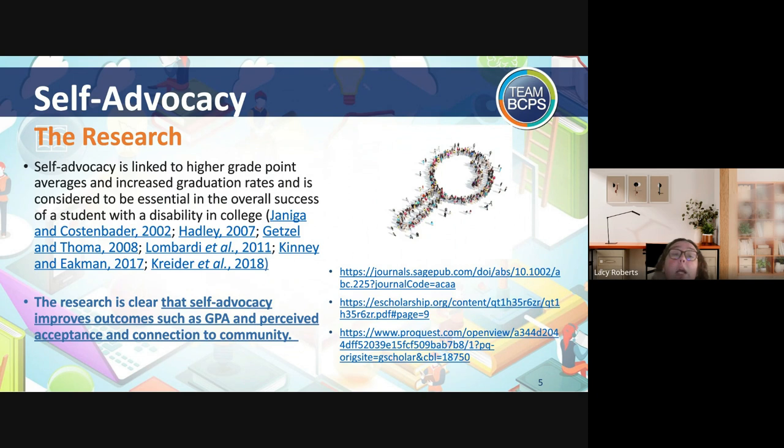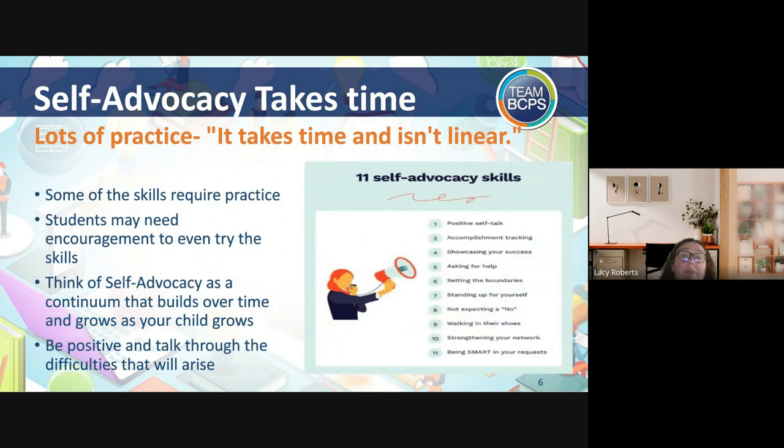We do know that self-advocacy is linked to higher GPA and increased graduation rates. It's considered to be essential in overall success of students with disabilities in colleges. And all of those people listed there said it many times in many ways. The other big takeaway is that self-advocacy supports a perceived acceptance and connection to the community. So people that feel like they're more accepted in their community or connected to their community have higher levels of self-advocacy.